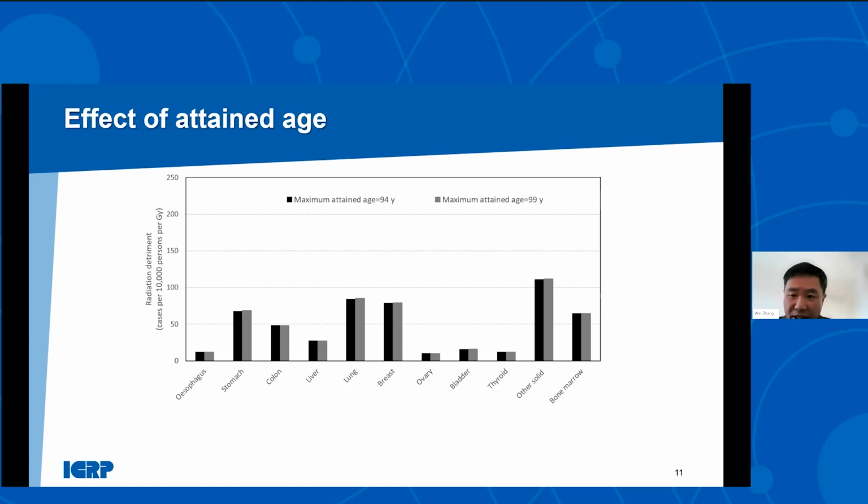The detriment calculation in ICRP publication 103 considers cumulative risk up to the age of 94 years. We extended the attained age to 99 years instead of 94 years to examine the dependence of detriment on attained age. This slide shows a comparison of cancer detriment for the two different attained ages. The detriment with the attained age of 99 years increased only slightly, almost unnoticeable in the graph.